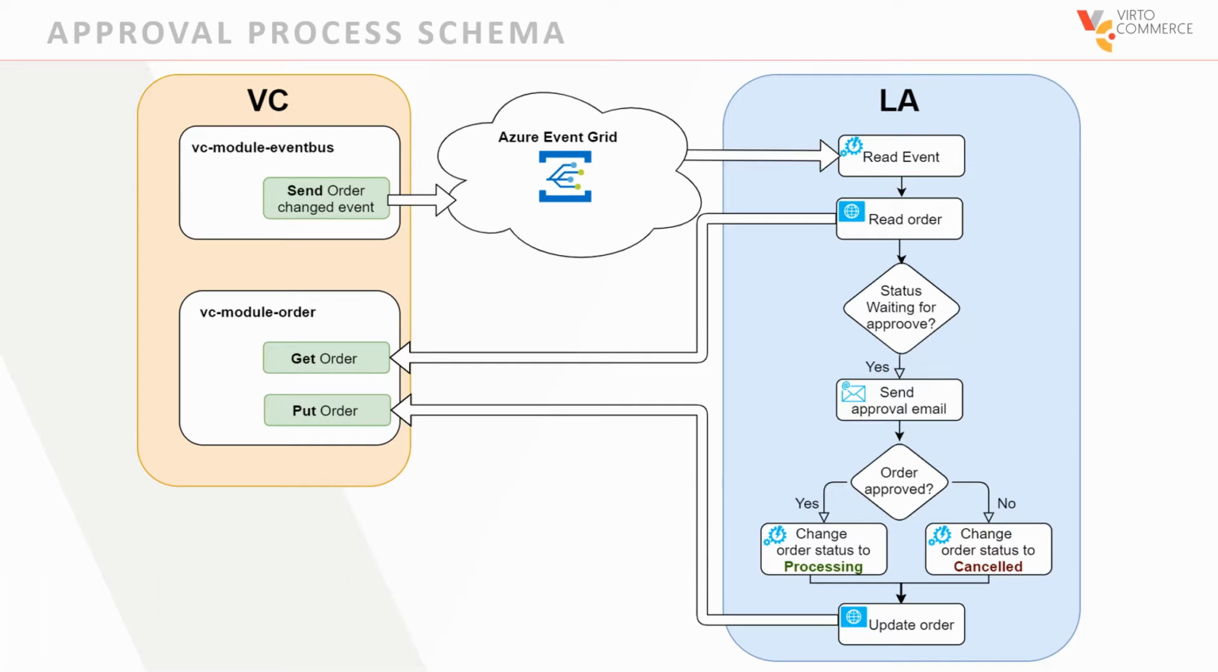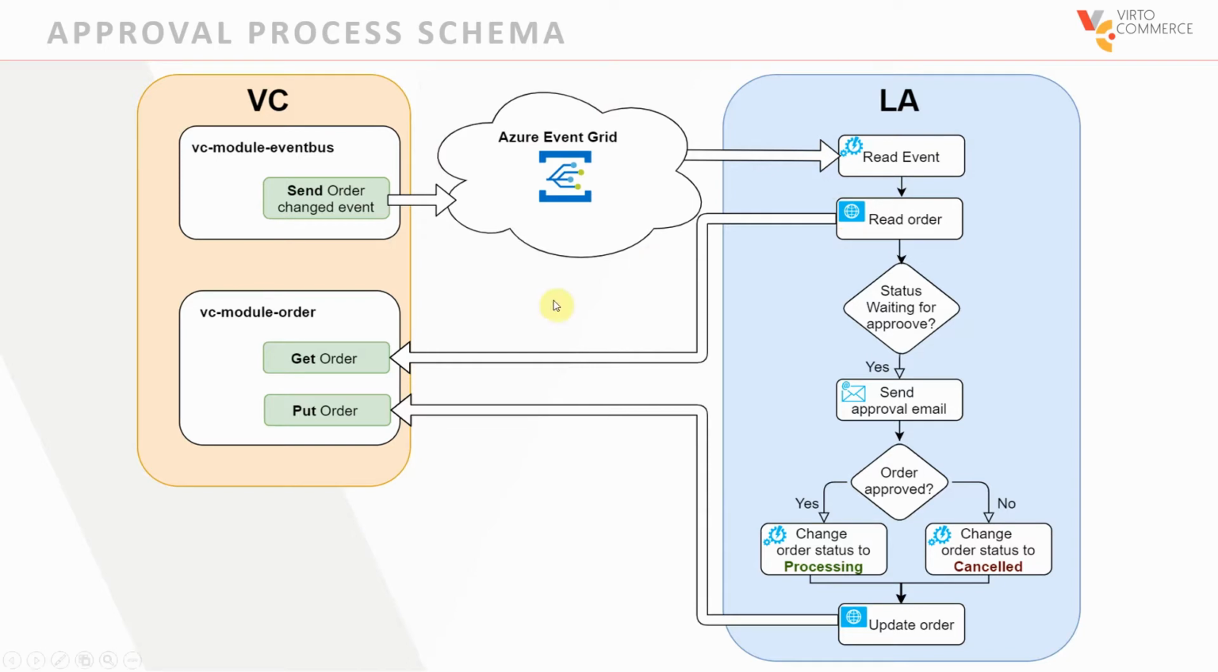Let's review the scenario. When an order is changed or created, the Event Bus module sends an event to Azure Event Grid. The structure of the event body we will review a bit later. Logic App subscribes to the Azure Event Grid topic and listens for new events. When a new event occurs, Logic App gets the event body, reads the order, and checks the ID of the changed object. In our case this is the order object.